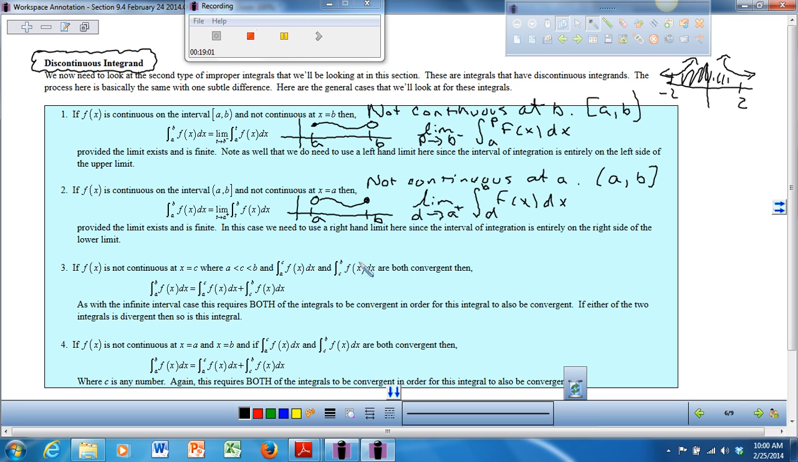Our third condition is when our discontinuity is in the middle. So it could be something like this.